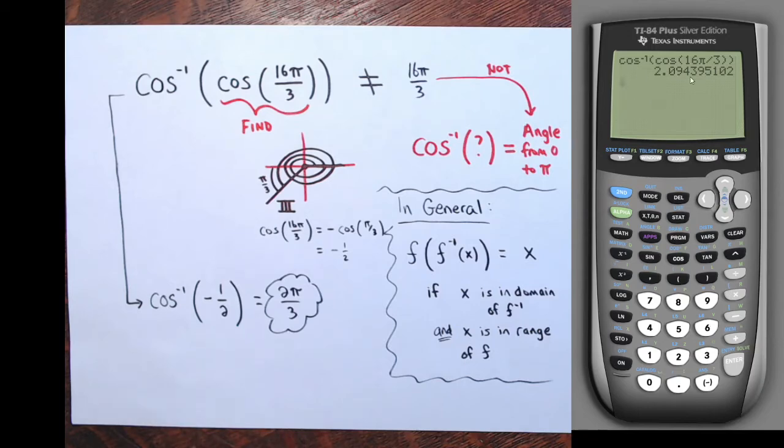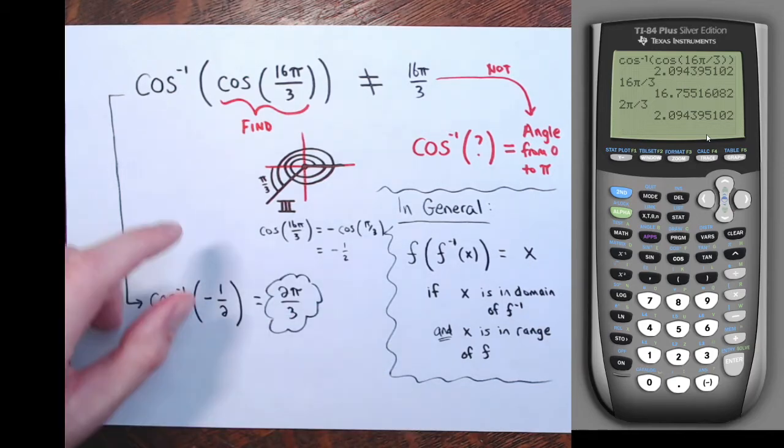Now, like I said, that is not 16 pi over 3. Let's see what 16 pi divided by 3 is. See, it's not that. That's too big. But is that 2 pi over 3? Let's take a look at 2 pi over 3. And oh yes, it is, right? 2.094395102 is the same.